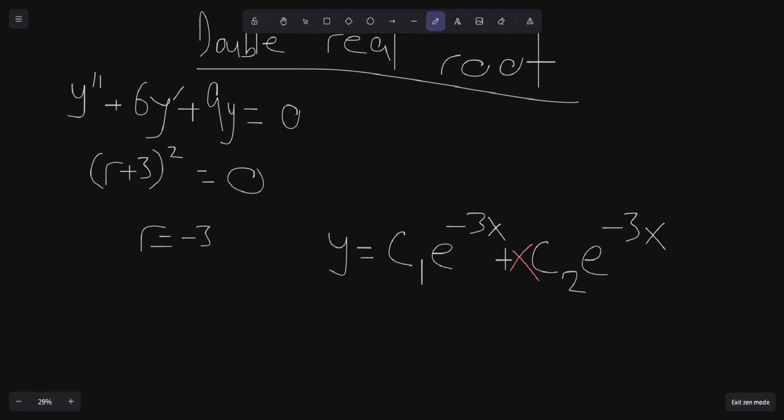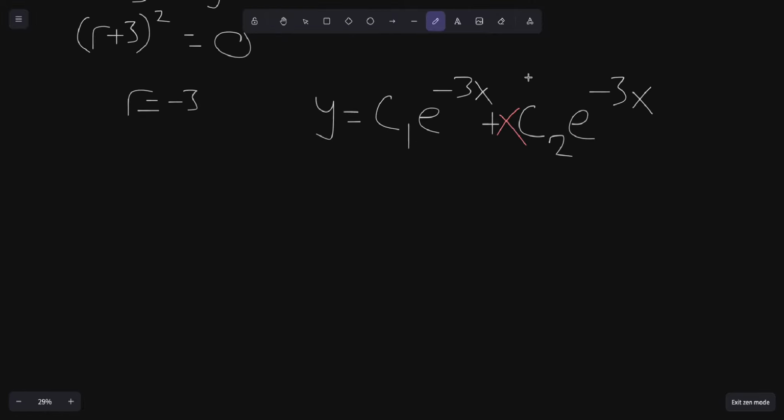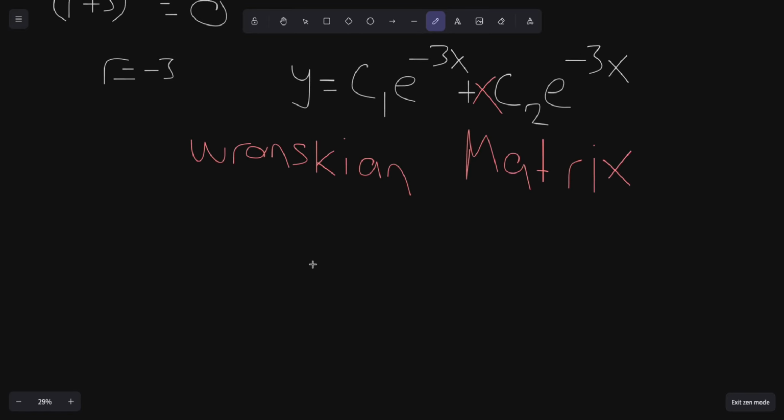Now, the reason why this actually works, this isn't going to be a formal proof or anything, and if you haven't learned linear algebra yet, then we can skip to the next part. But this is something related. This is something called the Wronskian matrix. My pronunciation is very bad. Wronskian matrix. I like to pronounce it like that because why not?